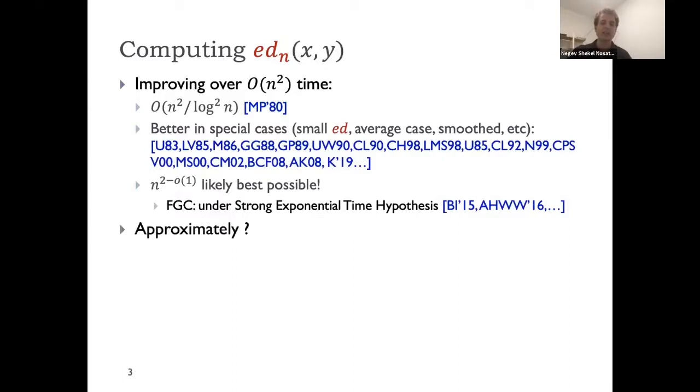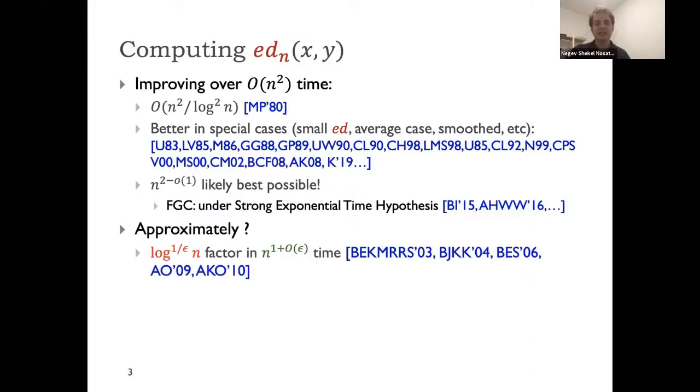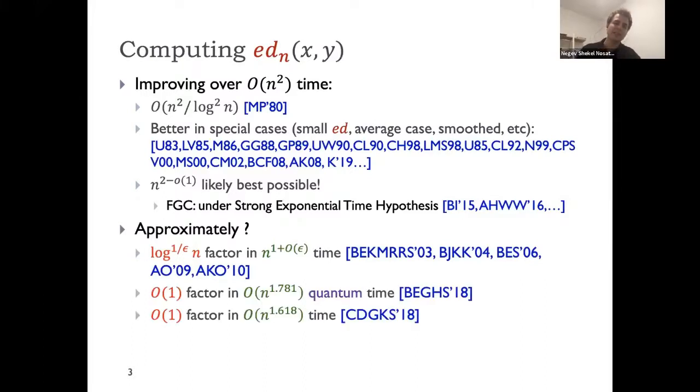So the question is, what about approximation? And here as well, there was a long line of work that showed polynomial approximation, and 10 years ago, roughly, polylogarithmic approximation in near linear time. And the question is, can we do better than polylogarithmic approximation? There was a breakthrough 2 years ago that showed subquadratic time for constant approximation, first for quantum time, and then for regular computational time. And the question is, what is the best runtime? Can we obtain near linear time also for constant approximation for the edit distance?